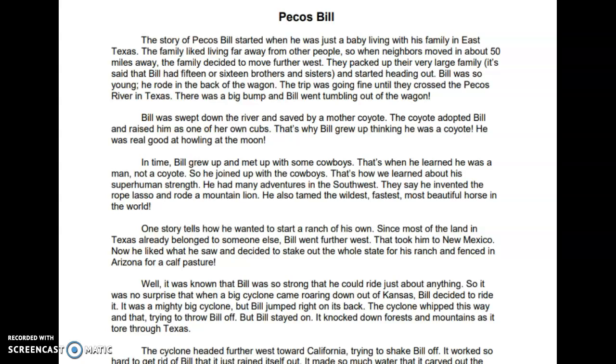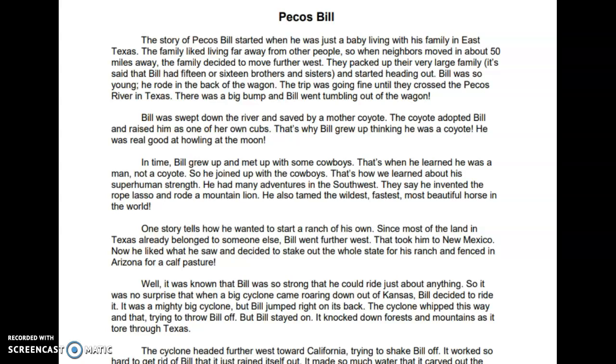The story of Pecos Bill started when he was just a baby living with his family in East Texas. The family liked living far away from other people, so when neighbors moved in about 50 miles away, the family decided to move further west. They packed up their very large family. It's said that Bill had 15 or 16 brothers and sisters and started heading out. Bill was so young, he rode in the back of the wagon.